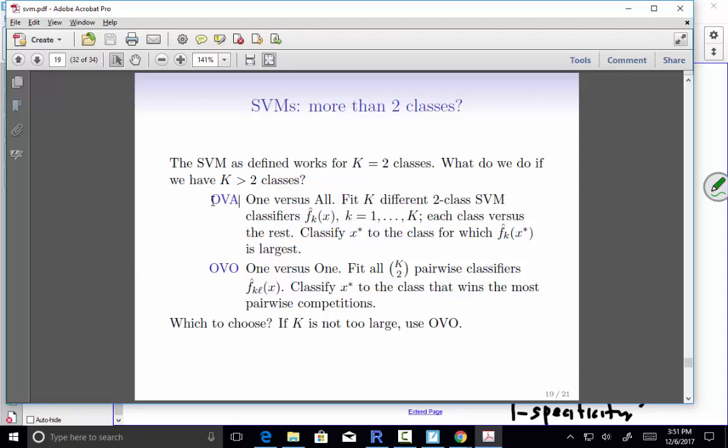Here's 2 ways of doing that. The OVA, that stands for one versus all. In this case, if you had K bigger than 2 classes, like let's say 3 classes, then we could fit 3 different 2-class SVM classifiers. Each one of them would be 1 class compared to all the others. So if you changed your 3-class problem into just class 1 versus everybody else, then it's just SVM as usual. So you could go through every class and do that. Let's do class 1 and fit an SVM class 1 versus everybody else. Then let's do class 2 versus everybody else, and so on.